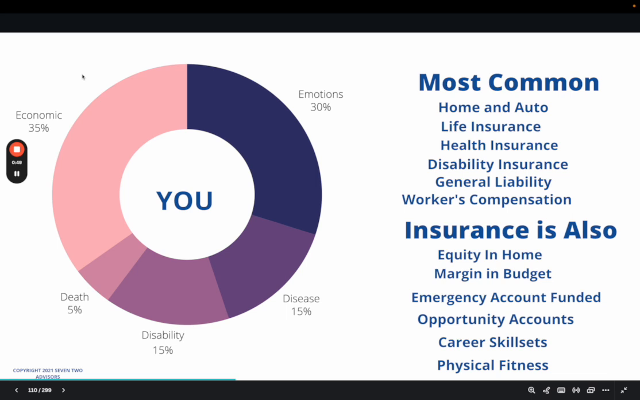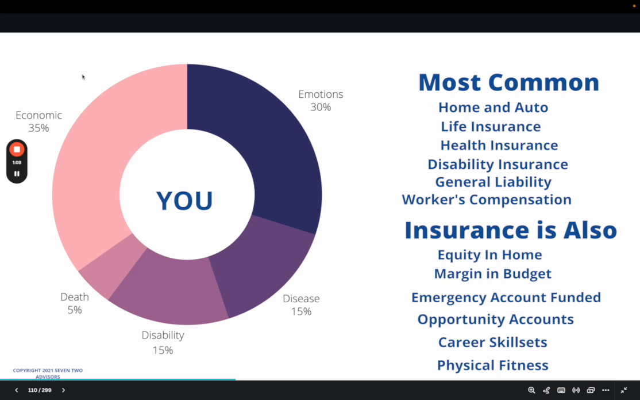But let's think of it from a different perspective. Insurance is also paying off your mortgage, where you don't have a $2,000 or $3,000 a month payment going out. It's equity in your home, where you've paid it off to where you can tap the equity and use that equity for another purpose if you absolutely need it.